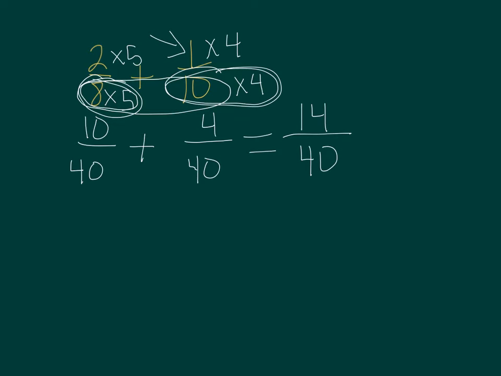And now I have one more step. 14 is an even number. 40 is an even number. So I have to find a number that I can take out of both of these. This step is called simplifying. And with simplifying, you need to have knowledge of division. The biggest factor that I can get out of both of those is a 2. All right, so this is what we're going to end up with in this problem. 14 divided by 2 is 7. 40 divided by 2 is 20.